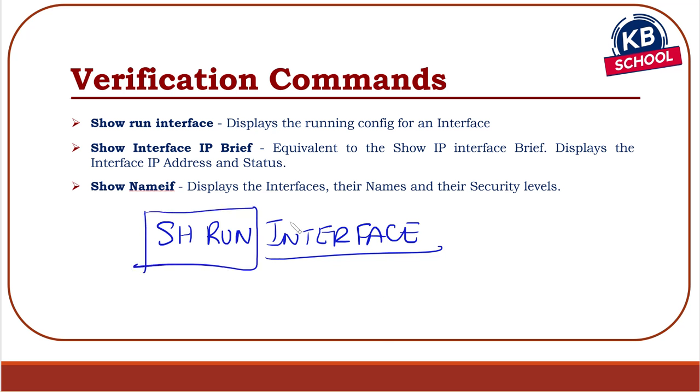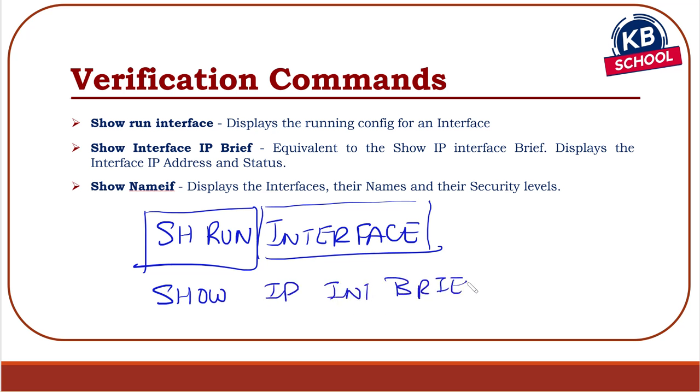You remember this, show run, and the name of the command will give you just that part of the running config. The other one, to check the status, whether it's up or not, and the IP address and the mask, show interface IP brief, which is similar to your router command called show IP interface brief. All right, so this is a little different, show interface IP brief.